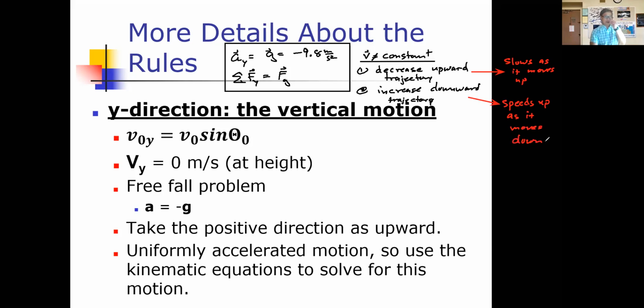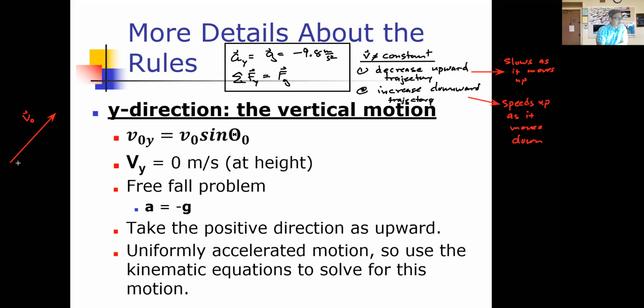That's what we know about the vertical motion. However, we can still calculate the initial velocity. Let's draw this again. So there's our initial velocity, v sub naught, and it's moving up and away. Again, it has two components.